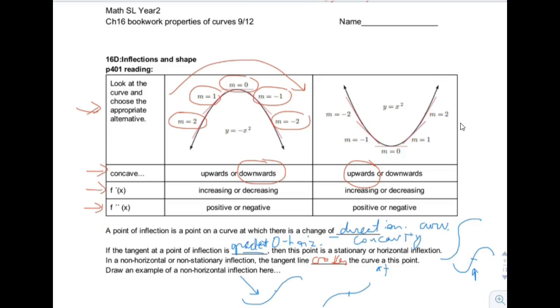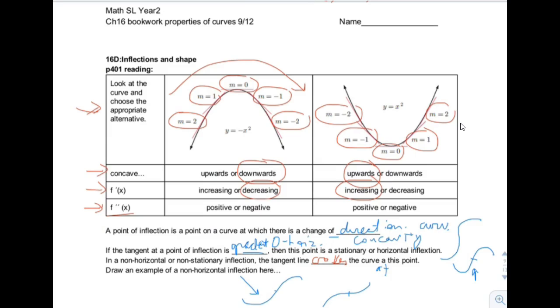Well, it's going 2, 1, 0, -1, -2. So that's decreasing, right? What about in this case? We're going -2, -1, 0, 1, 2. We're going from going downhill to flat, and then we're going uphill. So that would be m going from a smaller or negative number to a big positive number. So it's increasing. What about the second derivative?